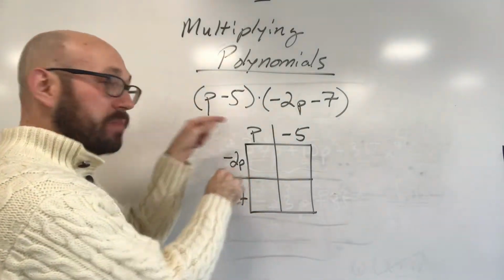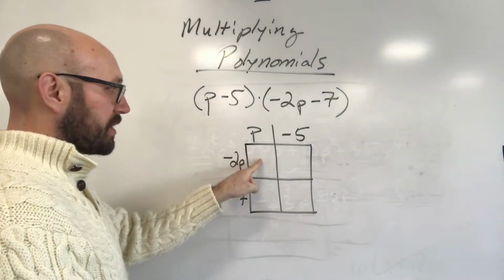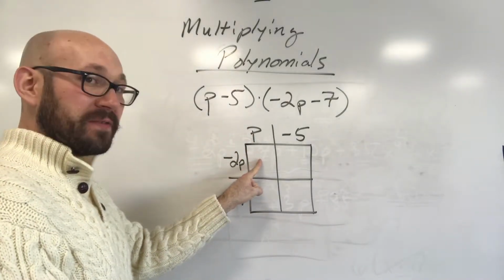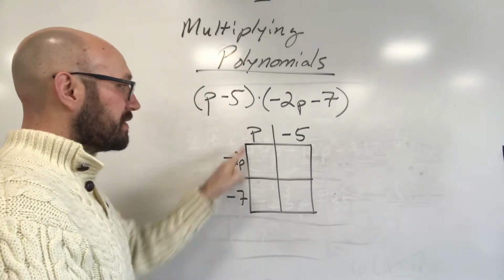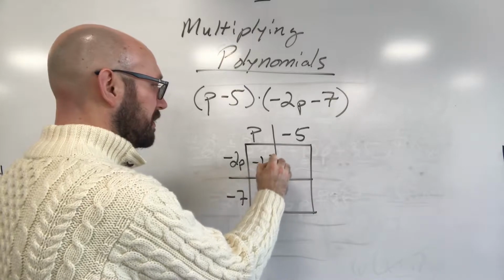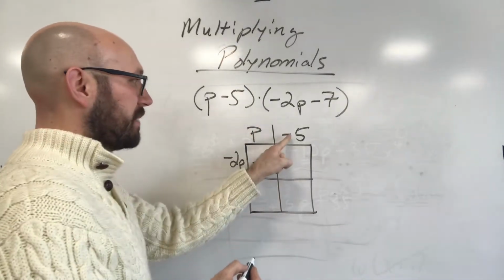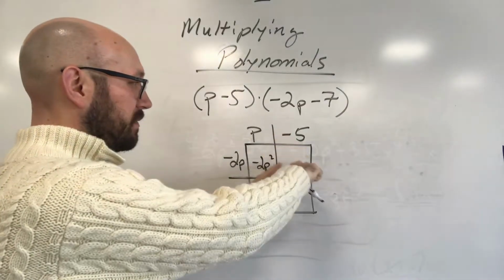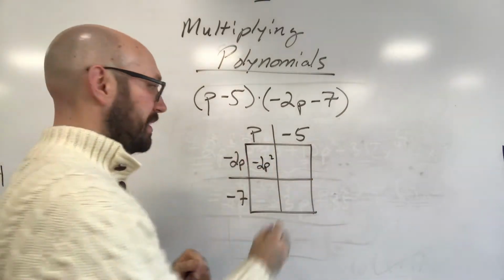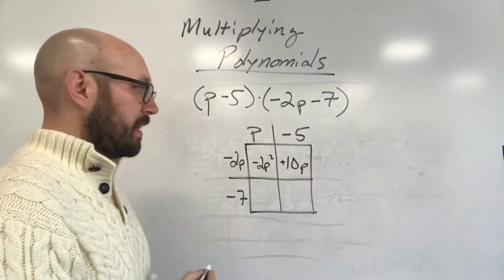And what I'm going to do is multiply the terms that meet within each square. For example, the square on the top left is going to come from negative 2p times p. That result is negative 2p squared. Next, I'm going to multiply negative 2p times the negative 5. Everything gets filled in by a multiplication. That gives me a positive 10p.